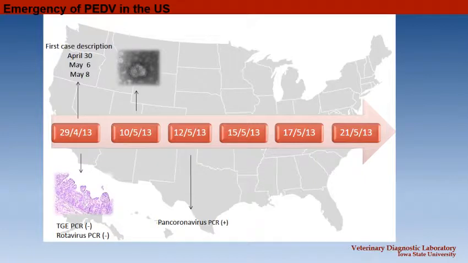We ran a pan-coronavirus PCR. Remember that I mentioned all these genera, the alpha, delta. So this tells us that it's a coronavirus. It doesn't tell us which one it is within those genera, but it still tells us that it's a coronavirus. So we were getting close. We did a full sequence in conjunction with NVSL, and we found that it had close homology with a strain of PEDV that was reported in China in 2012.